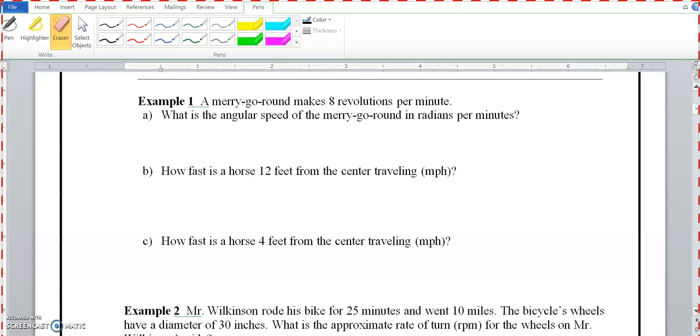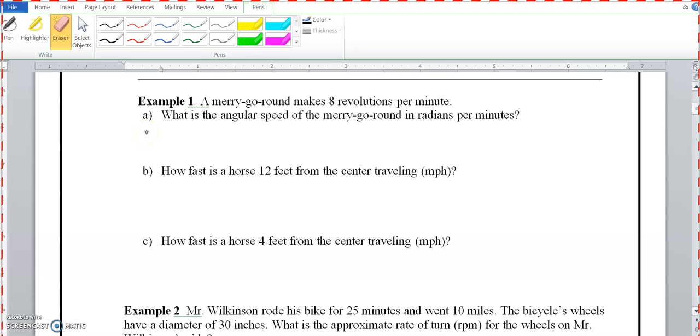We're going to do section 3-3 on this video, or at least start it. But first example, what we're doing is we're talking angular velocity, linear speeds, and the first thing we're doing is just taking one unit of angular velocity and turning it into another. So revs per minute, or revolutions per minute, converting to radians per minute.